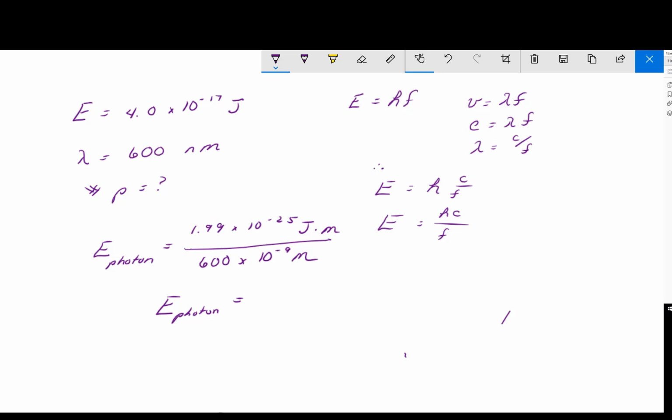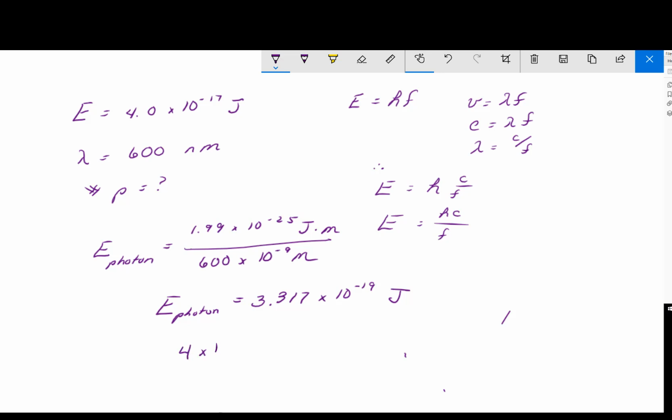Therefore, substituting in, E equals hc over lambda. I have to be careful about what value I use for my hc. My energy is in joules, so I want to have the energy per photon in joules also. So I've got 1.99 times 10 to the negative 25th joule-meters for hc. That means my wavelength had better be in meters too. So I put in 600 times 10 to the minus 9th meters for my wavelength. And that gives me the energy per photon is 3.317 times 10 to the minus 19th joules.